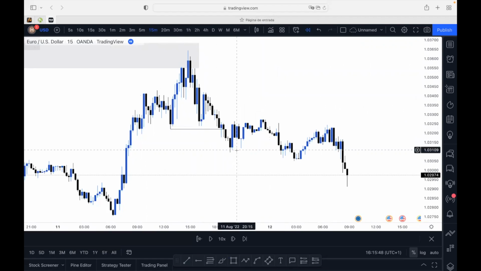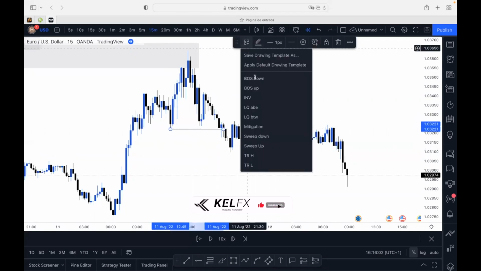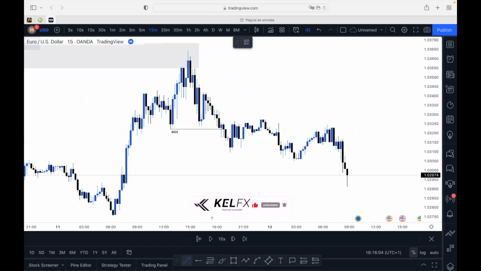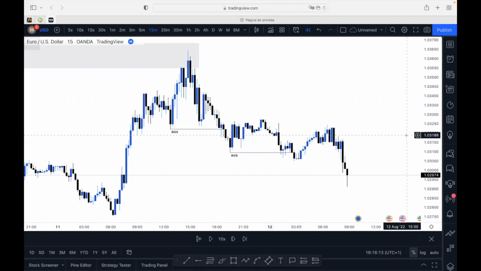The bearish order flow is not yet confirmed with the first break of structure. What we need to see is price failing to create a higher high and then creating a second break of structure. That's when the bearish order flow has been established. So right here, we had our break of structure. Let's just put a BOS, right? Then we had our second break of structure right here.